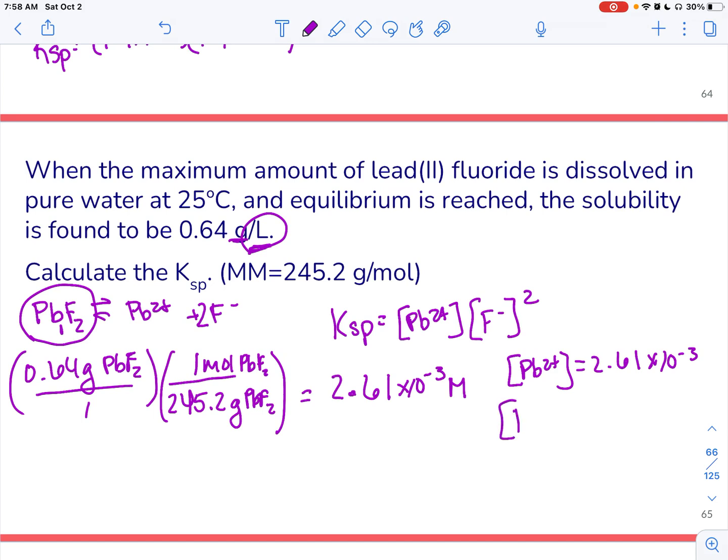However, our concentration of F minus is 2 times the concentration of PbF2 because for every 1 mole of PbF2, you get 2 F minuses. So that's going to be 2 times 2.61 times 10 to the negative 3, which comes out to this.